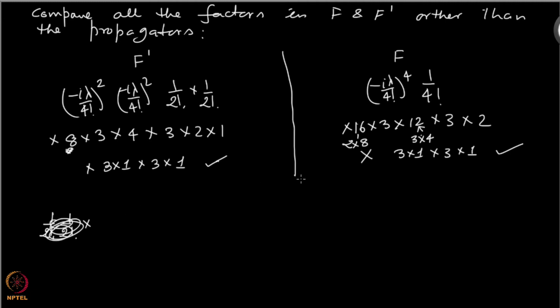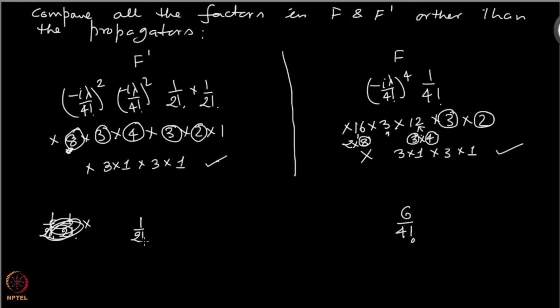Okay, and now let's compare. So this is same, the 4 is here, so I will look at this, and this 3 is there, and then this 8 is here. So what is the extra thing? The one which is extra is this 3 and this 2, so which is 6. Okay, so you have 6 over 4 factorial, and other factors are identical, and here you have 1 over 2 factorial times 1 over 2 factorial, okay, which is 1 over 4, and this is again 1 over 4. So you see that f prime is equal to f.